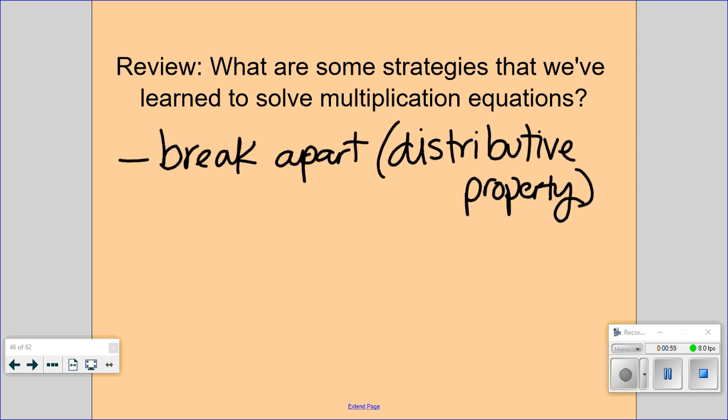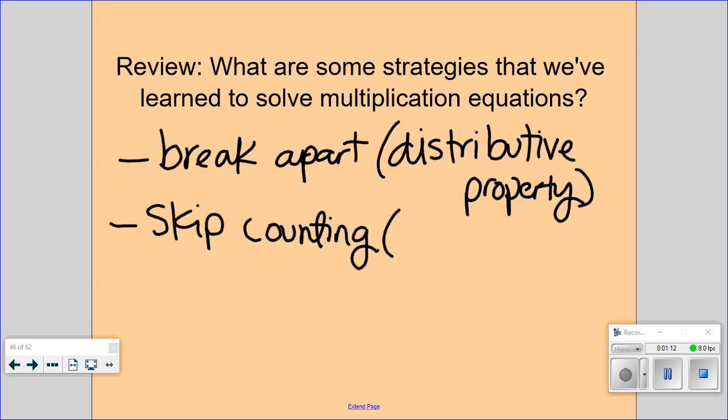What else is a strategy? Lucy? Skip counting. And that's going to work super well, especially with my easy ones. My easy ones for me and probably for you are my 2s, 5s, and 10s. Give me a me too signal if your 2s, 5s, and 10s are your easy ones. Those are the ones that are easy for me too.